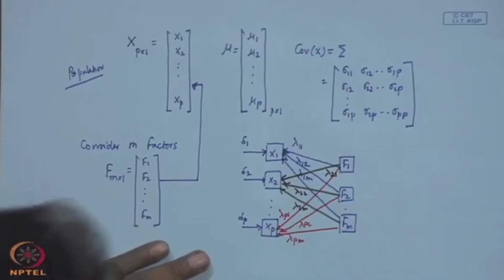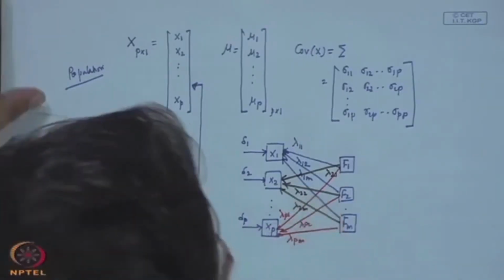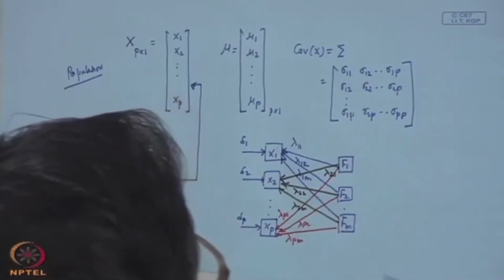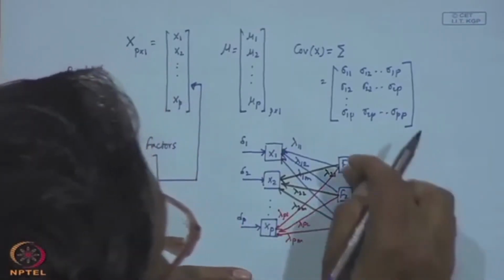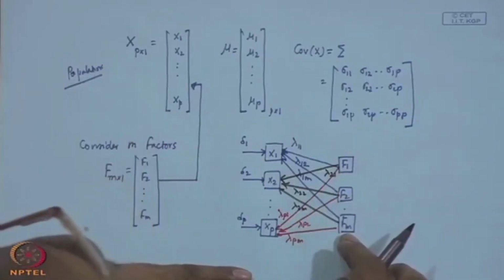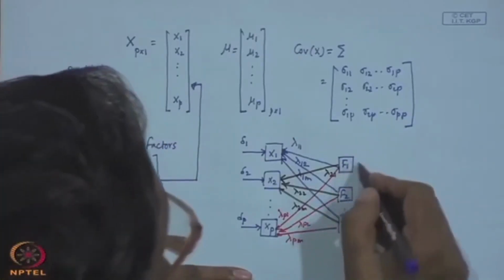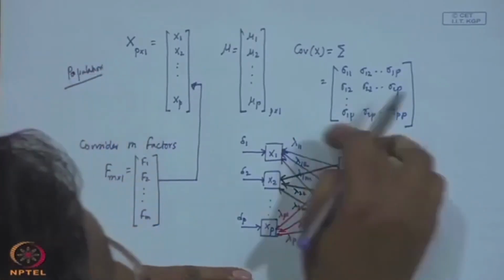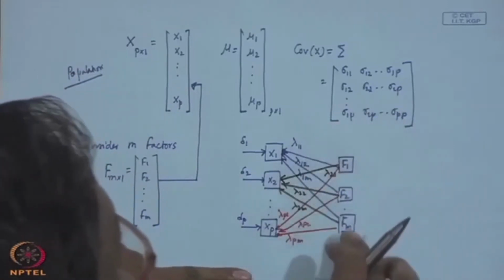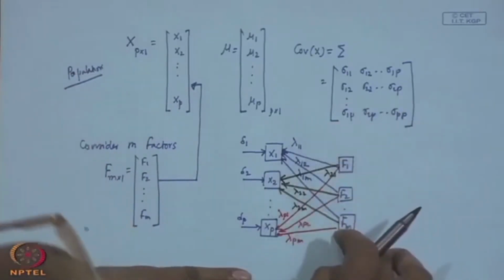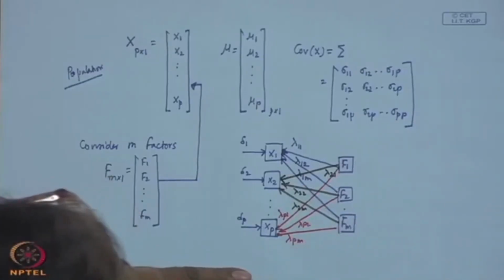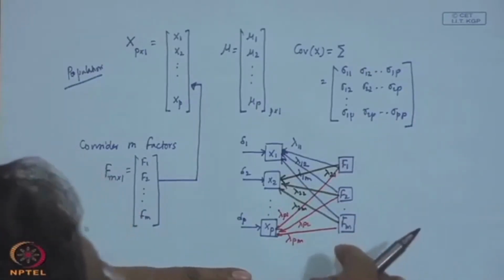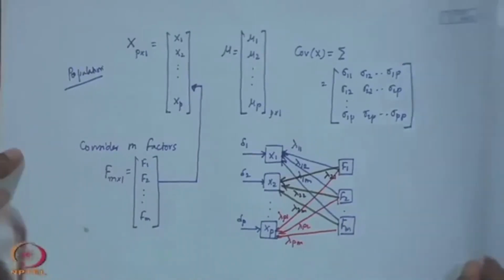Correct. Now using this, but please remember here we are not saying anything about the relationship between f1, f2 and fm. When we are not saying anything here, we are assuming that these factors are independent, orthogonal. So we will see the assumption later on.